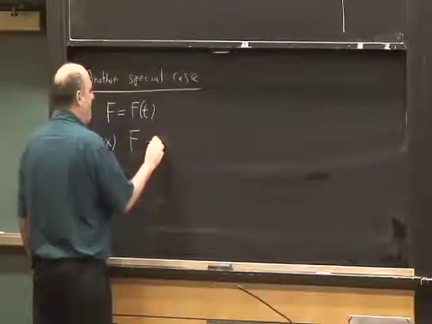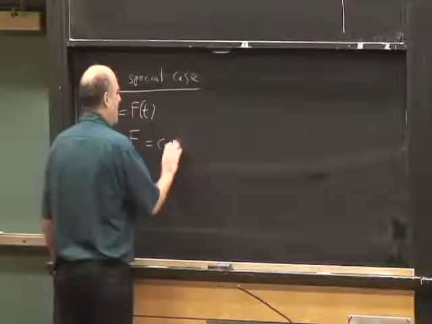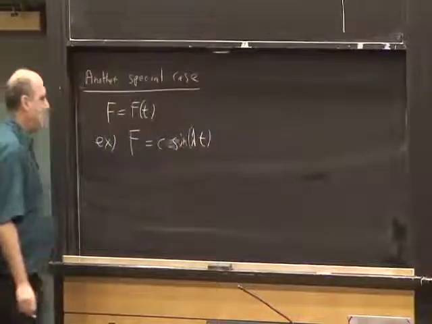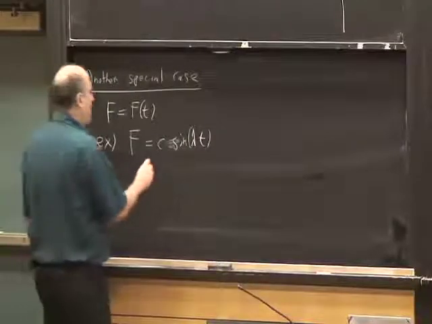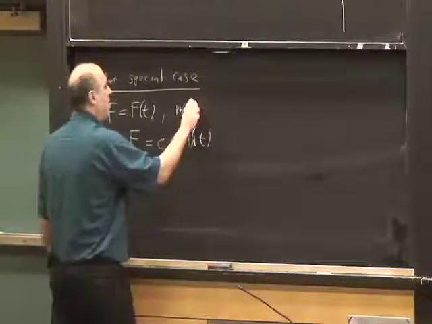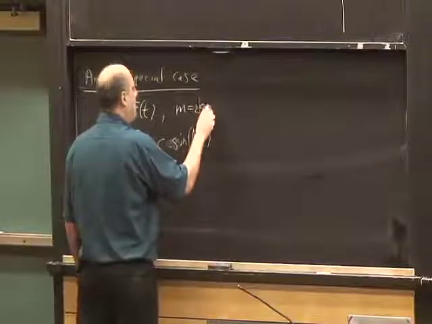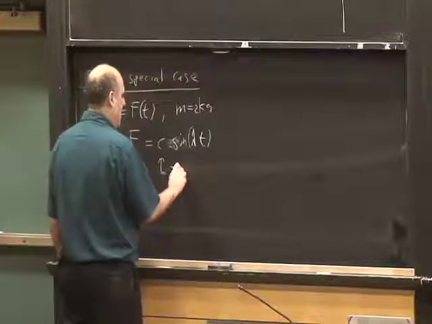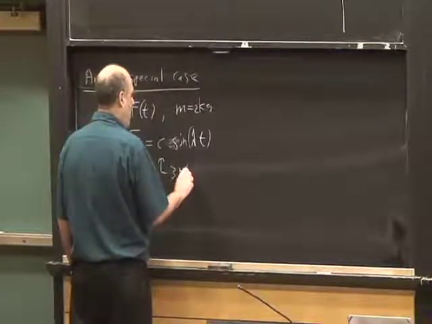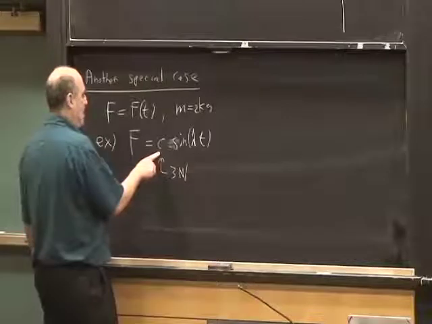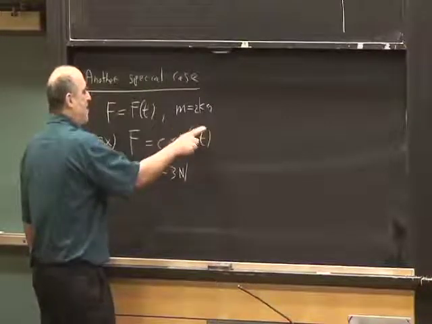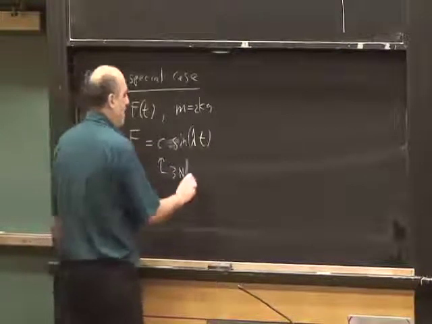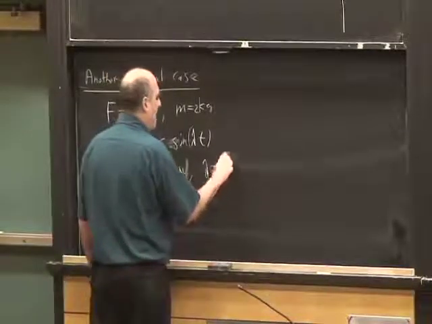F, in that case, I said was C e to the sine of lambda t. Now, just to make it so that we can get used to dealing with units, let's say that m is 2 kilograms. Let's say C is 3 newtons. What would the units of this thing be? This is dimensionless. That has to just be 3 newtons. That's the units of the C. And let's say the lambda is equal to 4 per second.